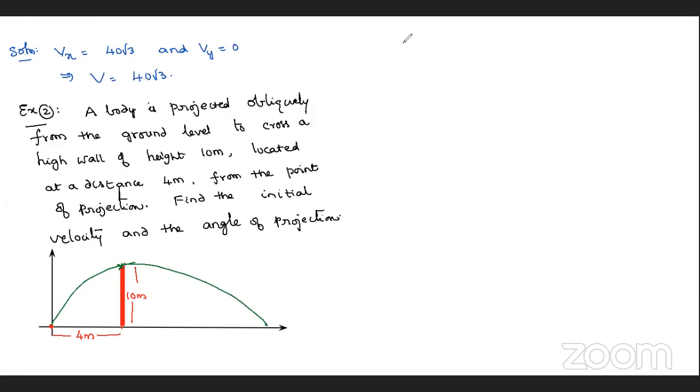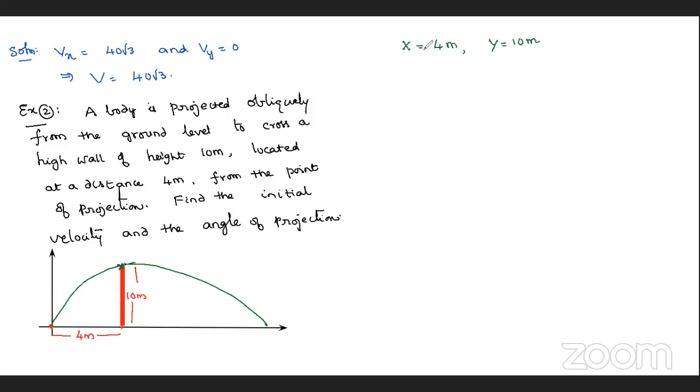Here it is given that x equals the distance from the point of projection, which is 4 meters. And the height of the wall is given as 10 meters. Height means displacement, not velocity. So here y equals 10 meters.